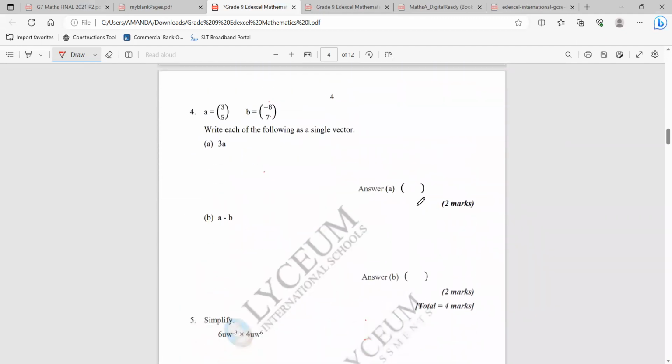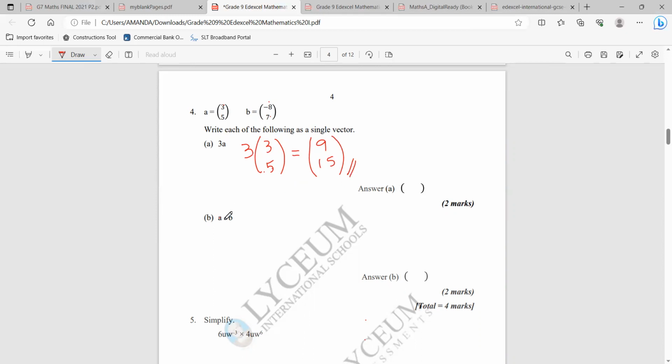Now we have a vector. What do they say? Write each of the following as a single vector. So we have to multiply vector A by 3. So vector multiplication by a scalar. Very easy. It's going to be like this. So we are multiplying both the elements, 3 and 5, by 3. So when we do that, 3 times 3 is 9. 3 times 5 is 15. Here is the answer.